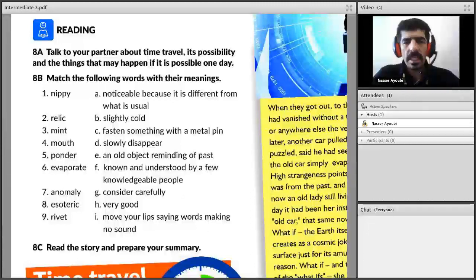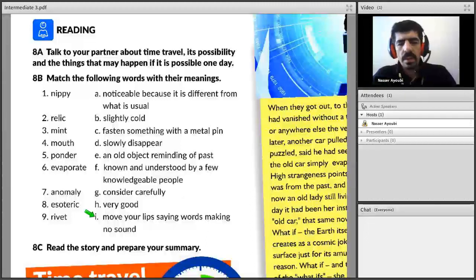So, number 1, nippy. B, slightly cold. So, the meaning of 1 is B, slightly cold. Number 2, relic is E, an old object reminding of the past. Relic, E. Number 3, mint is H, very good. Mint, very good. 4, mouth, I. Move your lips saying words making no sound, something like whispering. So, mouth, I.